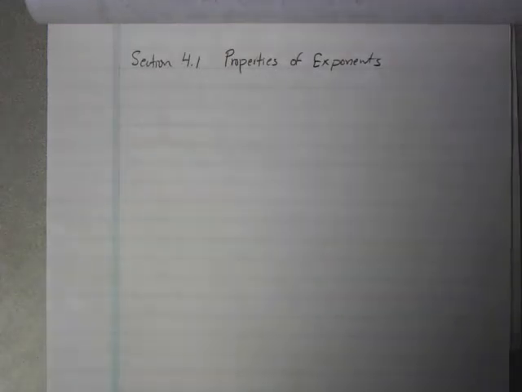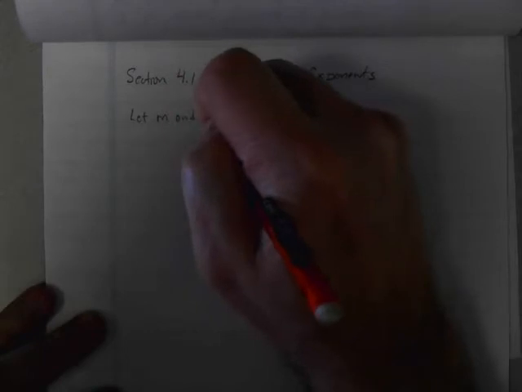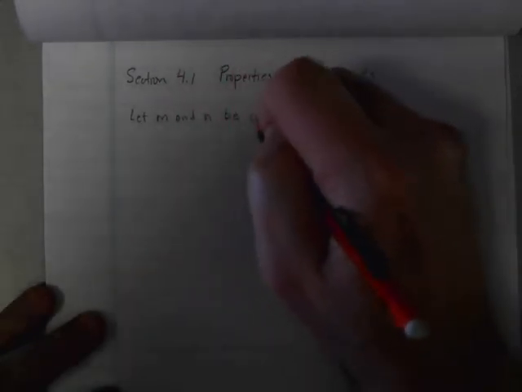Section 4.1, Properties of Exponents. Alright, if you're taking notes, leave a good chunk of space because we're going to have a long list of properties of exponents. We're going to start by letting m and n be counting numbers.